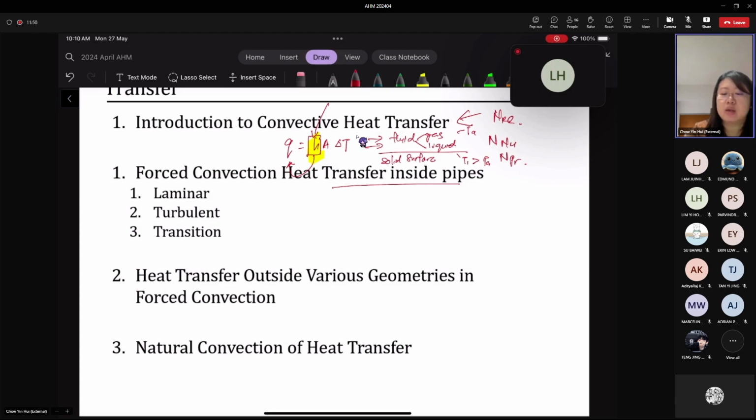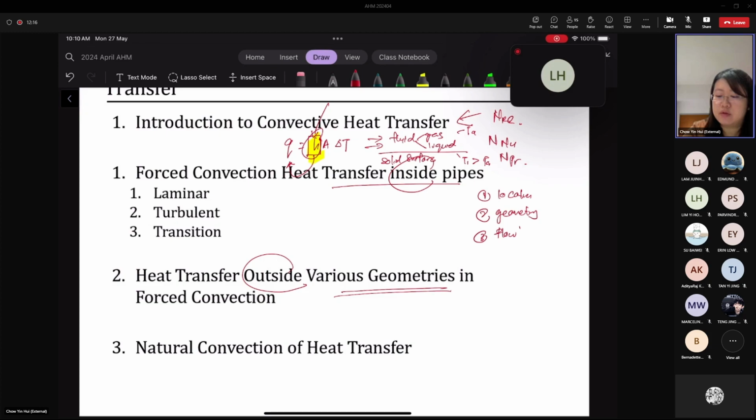The H value also depends on whether the heat transfer occurs inside or outside a geometry. It is also affected by various geometries. So one factor is the location. The second is the geometry. The third is the flow behavior. And the fourth is the fluid properties. So these few factors will affect the H value.